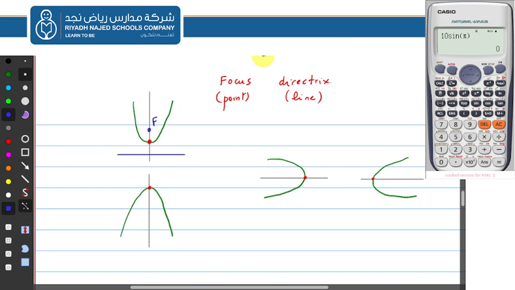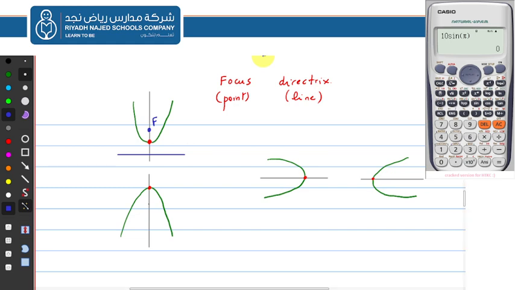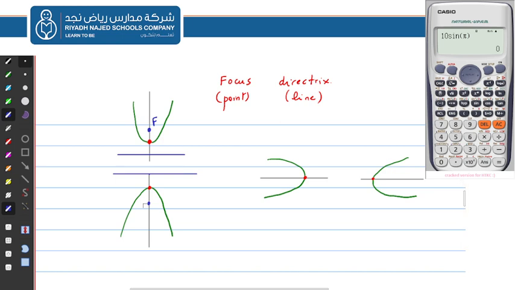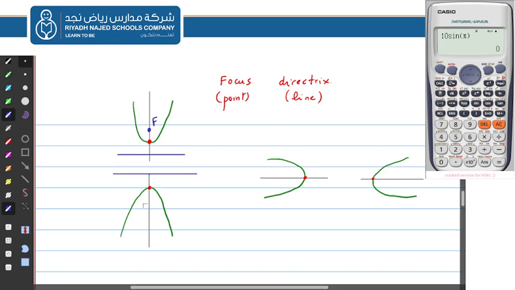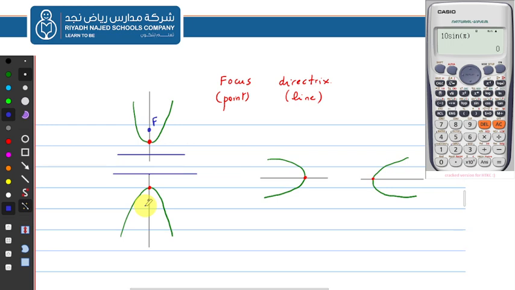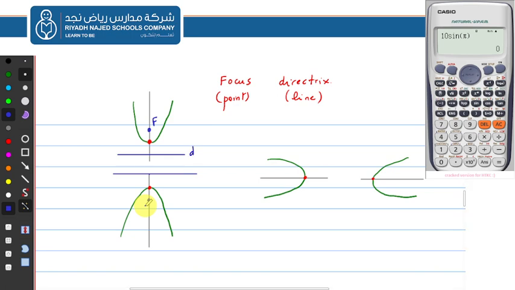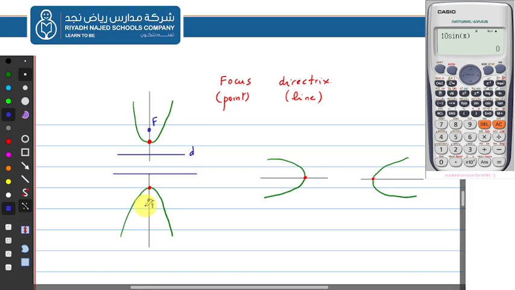The same idea applies to all the other types of parabolas. So the focus is always inside the curve, the graph, and the directrix is outside, but on the other side. So these distances should be the same. Not precise here, but of course, the vertex must be in the middle here, between the directrix D and the focus, or the focal point F.